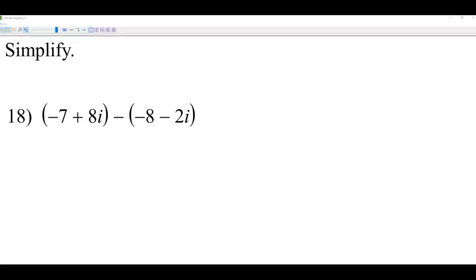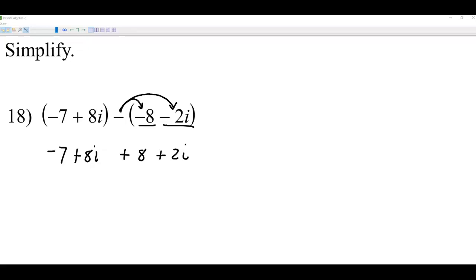On this one, it's pretty similar, but instead of adding, we're subtracting. When it comes to subtraction, we have to do a little extra step in the beginning. You're going to distribute the negative first, which will change these signs into opposites. So instead of -8, it'll be +8. And instead of -2i, it's going to be +2i.